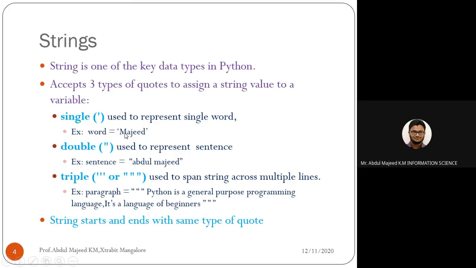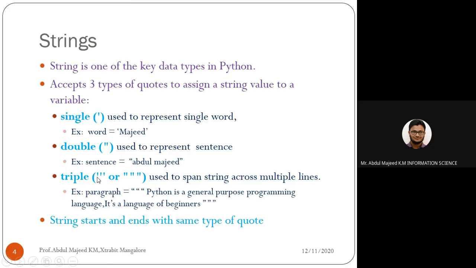Single quote is used to represent a single word. Example, word is equal to Majid. So here word is a string, Majid is the value assigned to the string, the text assigned to word. Second one, double quote, is used to represent a sentence. Example, sentence is equal to Abdul Majid. So the text Abdul Majid is assigned to a string called sentence.